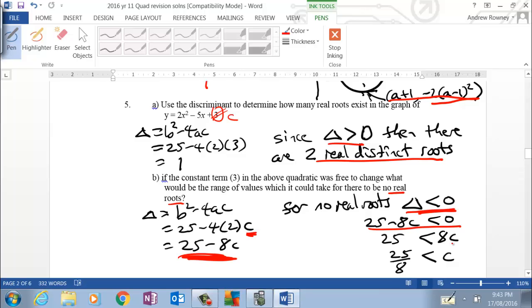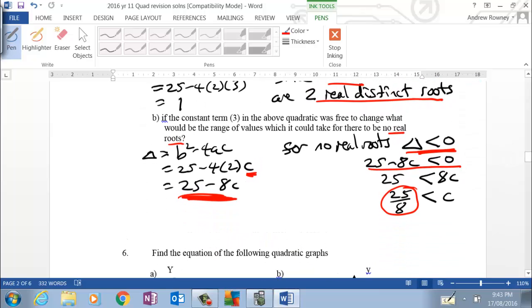So when the discriminant's negative, that means 25 take 8c is negative. We add 8c to the other side and divide by 8, and so if c is bigger than that number, then we have no solutions. And likewise, if it is smaller than that number, then we'll have 2 solutions, and if it's equal to that number, we'll have 1 solution, the repeated touching case.